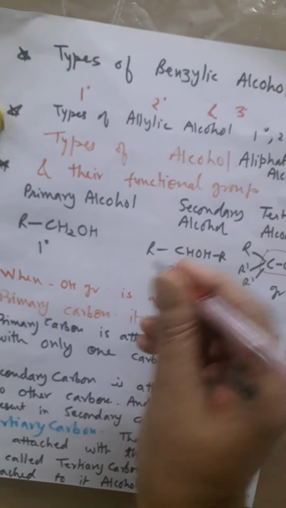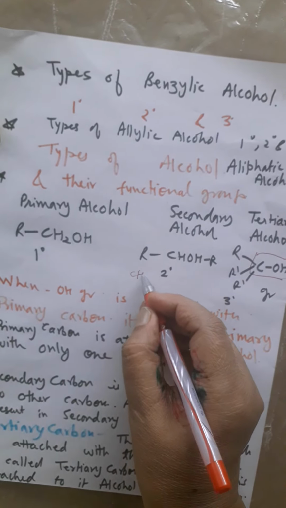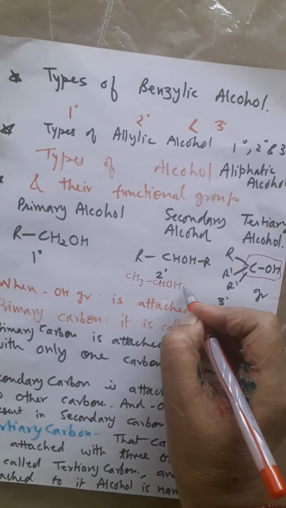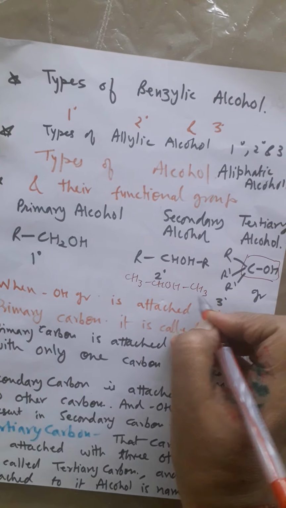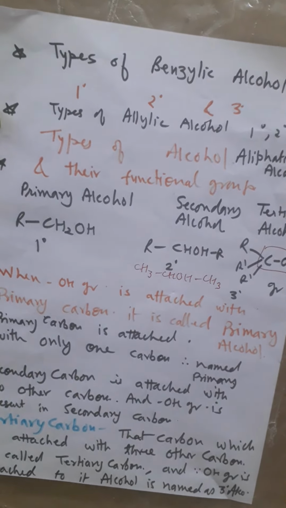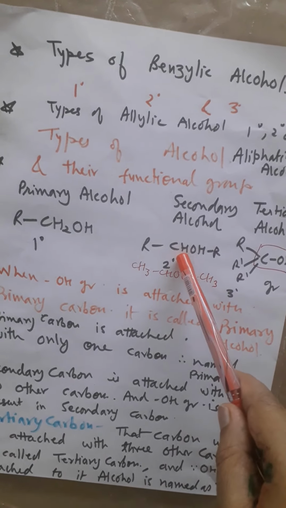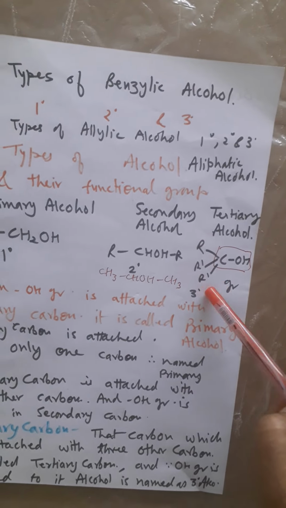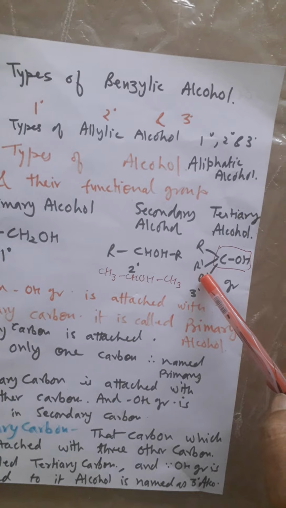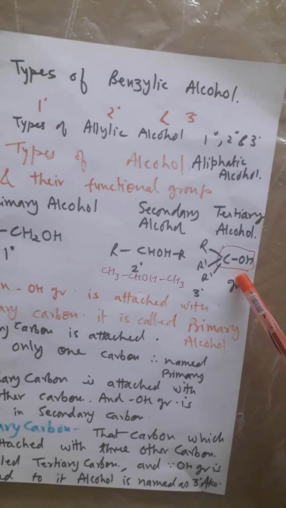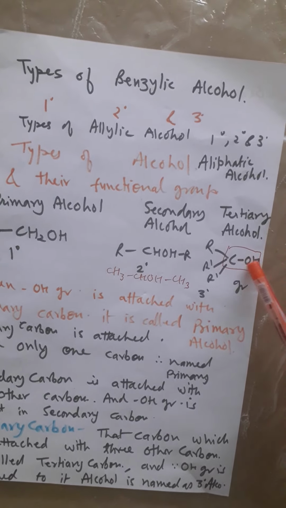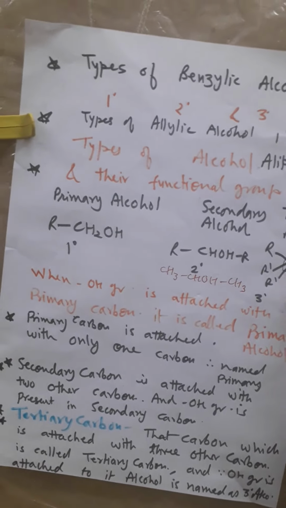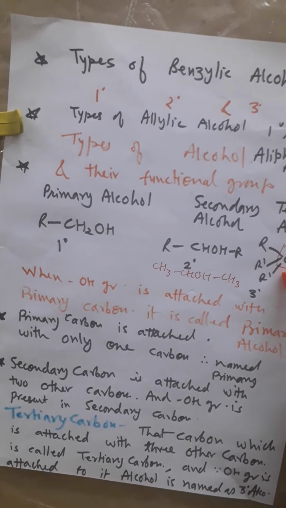There are two carbons. Suppose here I write CH3 CHOH, for your understanding. See, one carbon and one carbon, two carbons are here. So that is why this carbon is a 2 degree carbon and the alcohol is called a 2 degree alcohol. This carbon is attached to 1, 2, 3 carbons. So this is called a 3 degree carbon, and the OH group is attached to the 3 degree carbon. That is why we call it a tertiary alcohol or 3 degree alcohol.